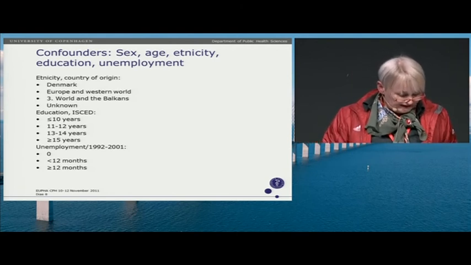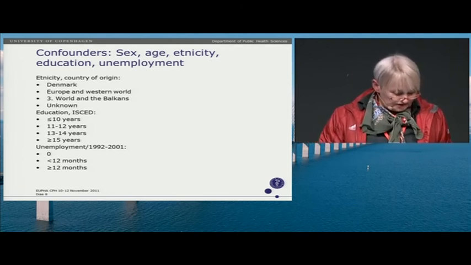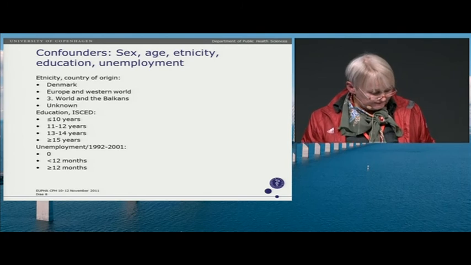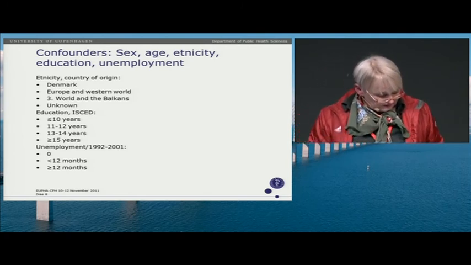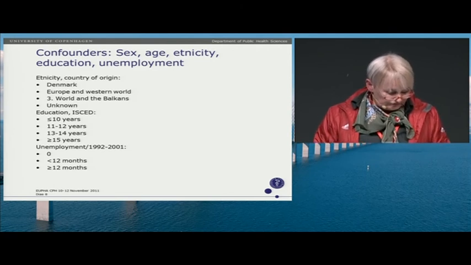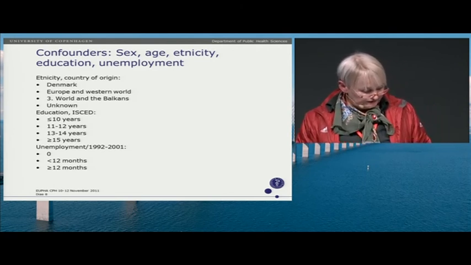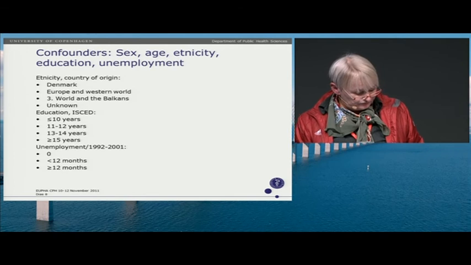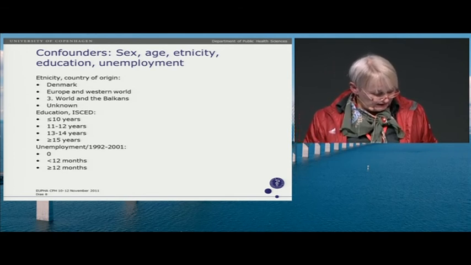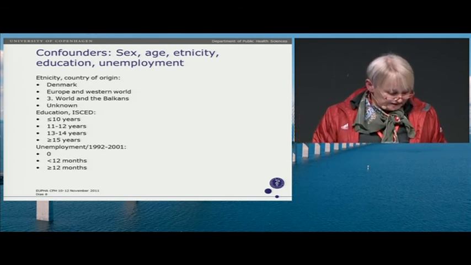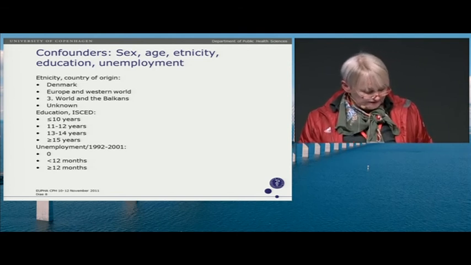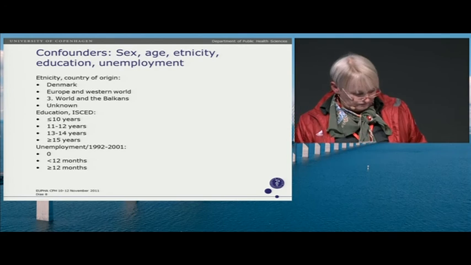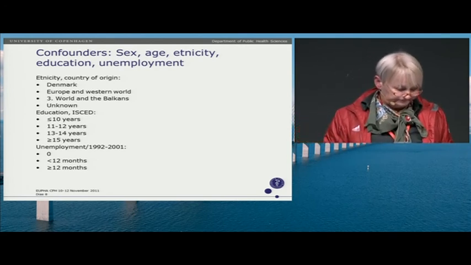Education is registered according to the International Standard Classification of Education into 4 categories, and unemployment is summed up through annual degree of unemployment during the period 1992 to 2001 into 3 categories: 0 unemployment, less than 12 months, and more than 12 months.